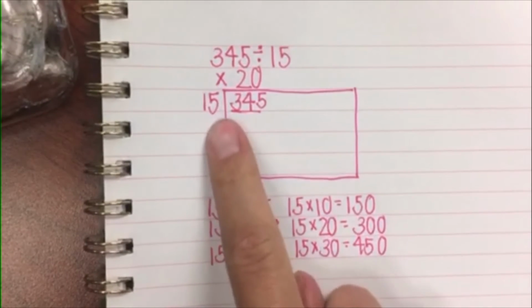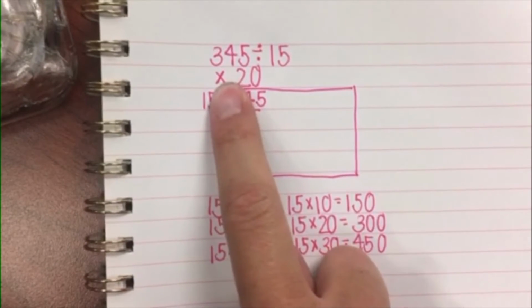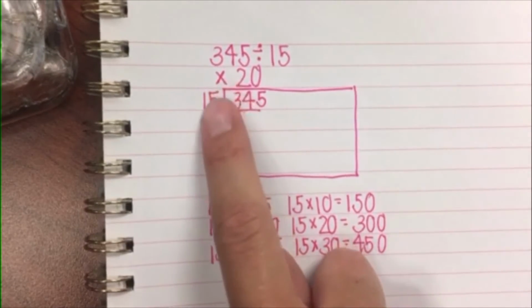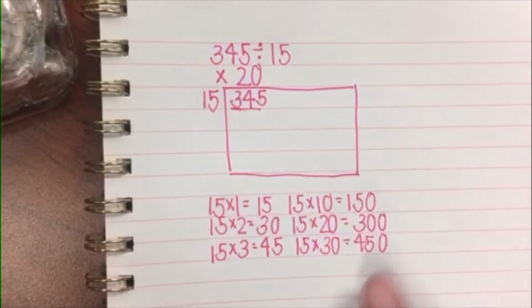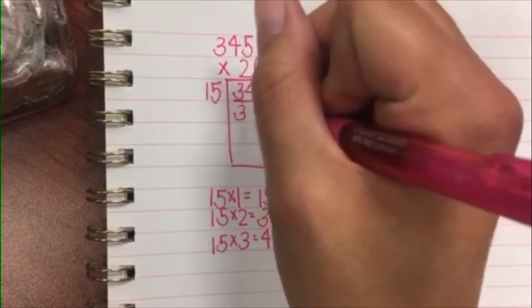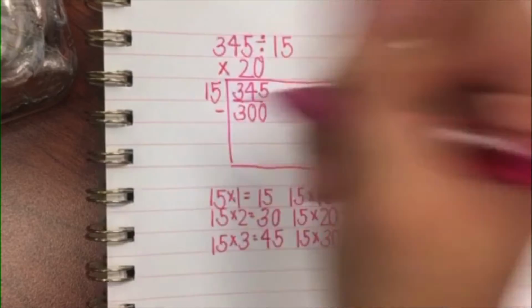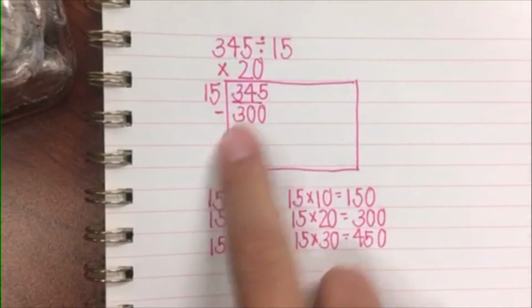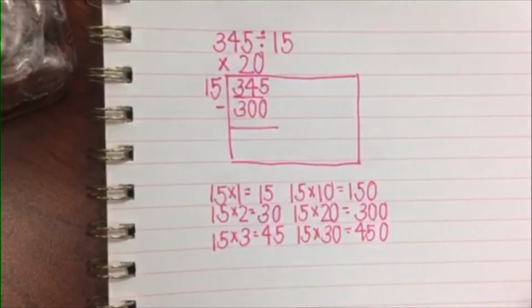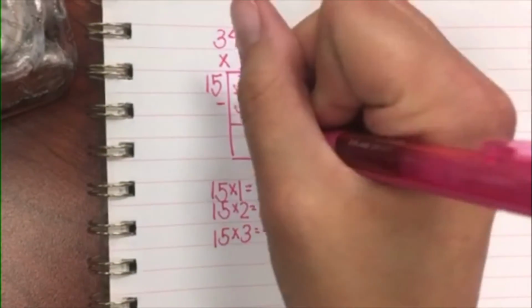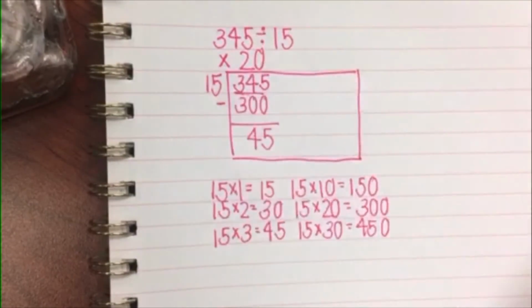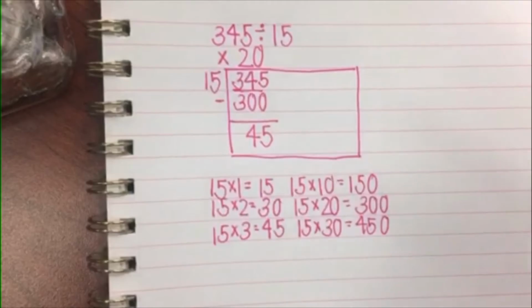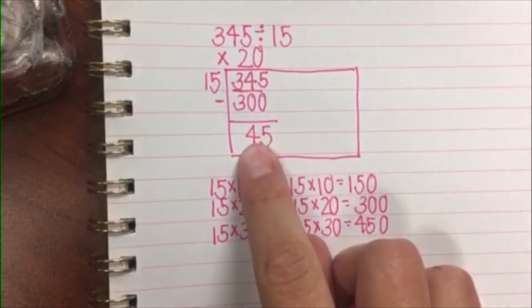Now, at the very beginning, I told us that we were going to be using inverse operations to solve. So I'm going to do 15 times 20, and I know that 15 times 20 was 300. I'm going to write that right below. And now I'm going to subtract these two numbers. So 345 minus 300 gives me 45. All right, but I'm not done quite yet because I have this remainder of 45.